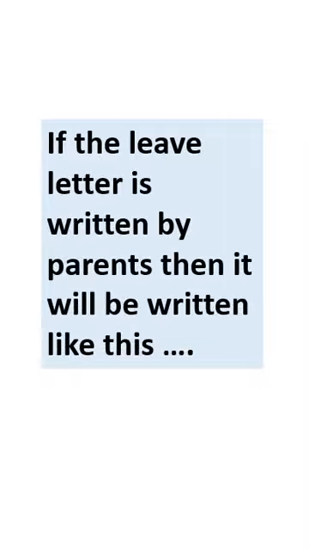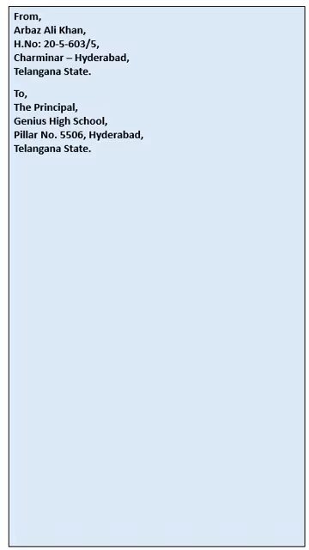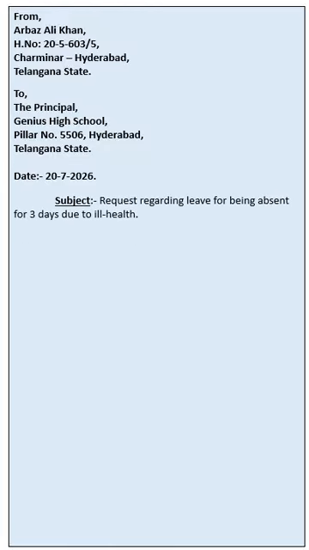Then, on the parent's side, if the leave letter is written by parents, then it will be written like this. From the address of the parents, complete address, to the principal, school name, full address, then put a date, then subject: request regarding leave for being absent for 3 days due to ill health. Salutation, respected sir, madam, and start the body of the letter like this.